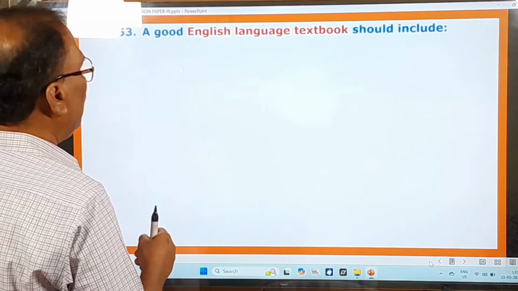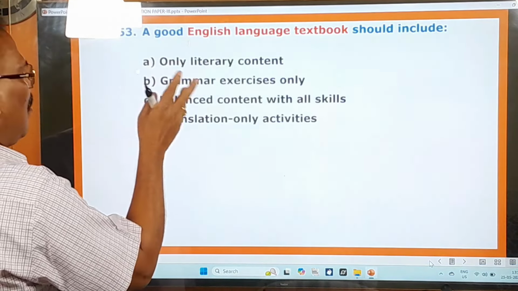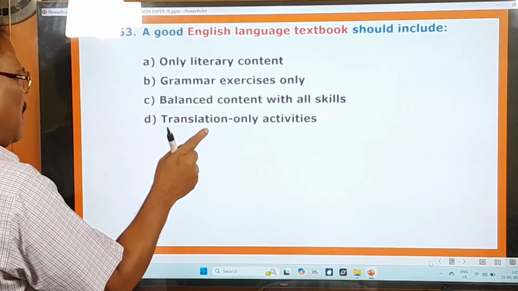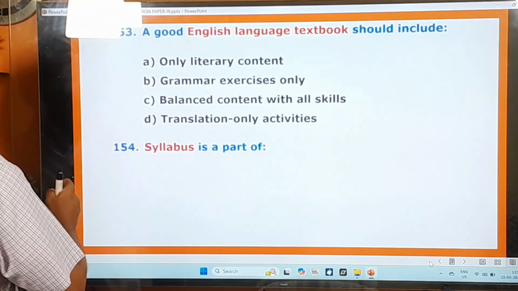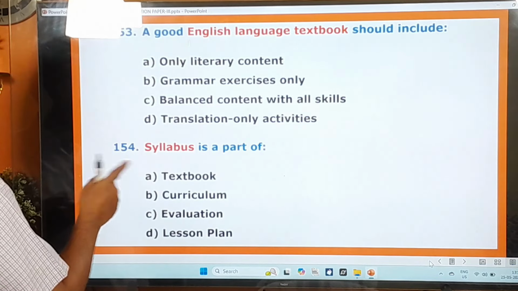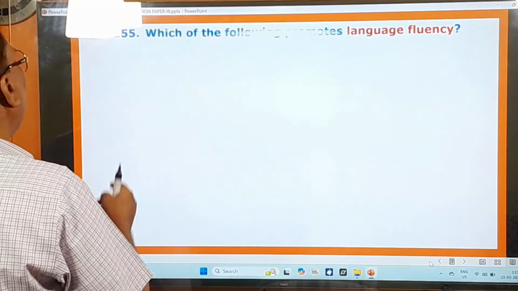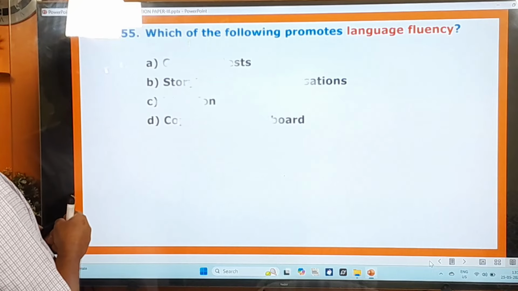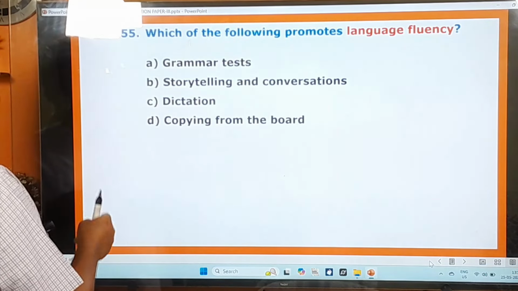153rd question. A good English language textbook should include only literary content, grammar exercises only, balanced content with all skills, translation only activities. 154th question. Syllabus is a part of textbook, curriculum, evaluation, lesson plan. 155th question. Which of the following promotes language fluency? Grammar tests, storytelling and conversations, dictation, copying from the board.